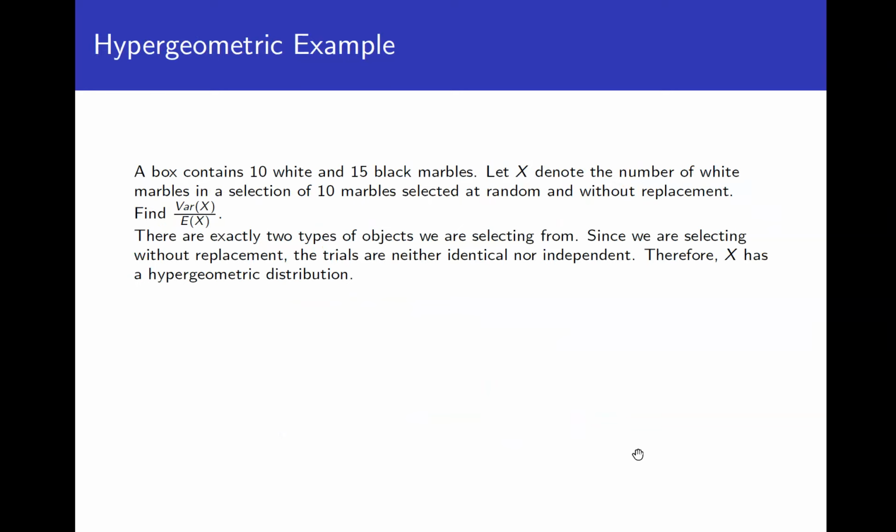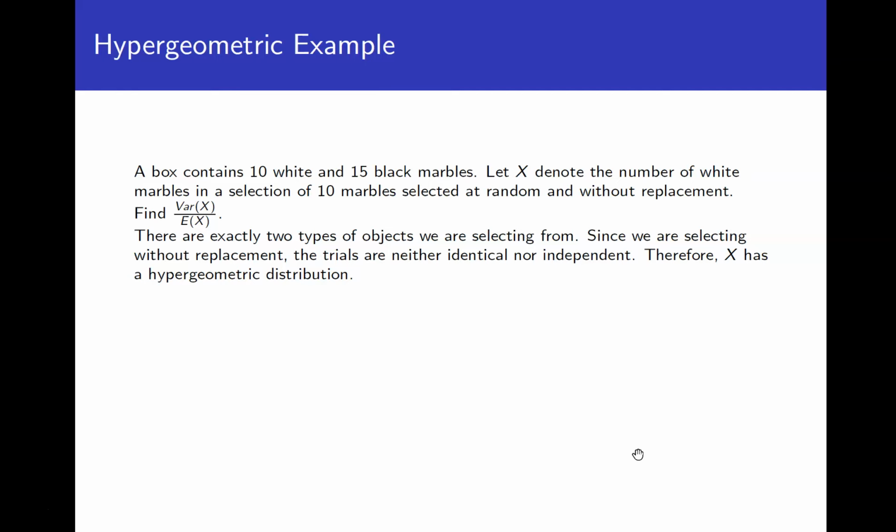Let's look at a hypergeometric example. We have a box with some marbles in it. Some are white, some are black. We're going to look at the number of white marbles in a selection, and we're going to select 10 of them at random without replacement.